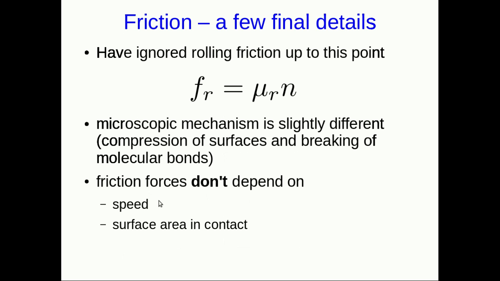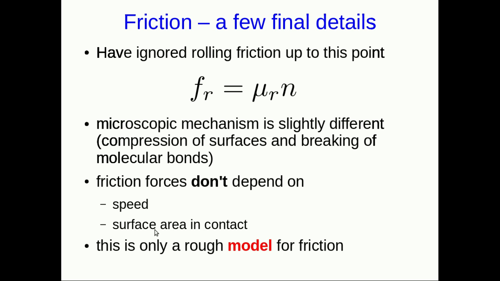Friction doesn't depend on the speed that the surfaces are moving across each other, and it also doesn't depend on the surface area in contact, except that all of this, the equations, this idea of being independent of speed and surface area, is all just a rough model. And in fact, we don't even really know when this model works and when it fails to work. So this is an area of active research. This is really one of the frontiers of physics.